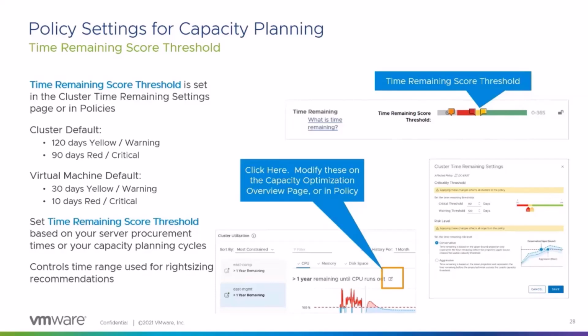And then the other one is for virtual machines. The default for virtual machines is 30 days for yellow or warning threshold, and 10 days for red or critical threshold. So this one is useful for right sizing, which I will show in a minute where that comes into play.